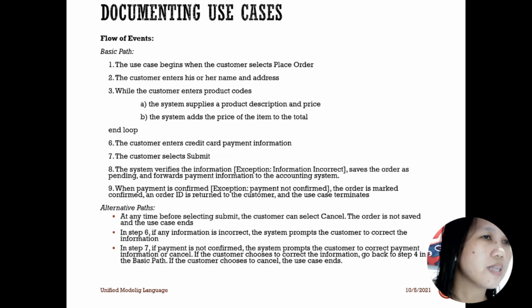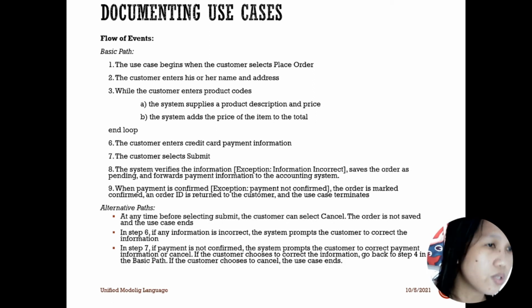Another documented use case that we can see here on our slide is the flow of events. The use case begins when the customer selects place order. This is the basic path. The customer will enter his or her name and address. While the customer enters the product code, the system will respond. The system will supply a product description and price. The system will add the price of the item to the total and then end loop.